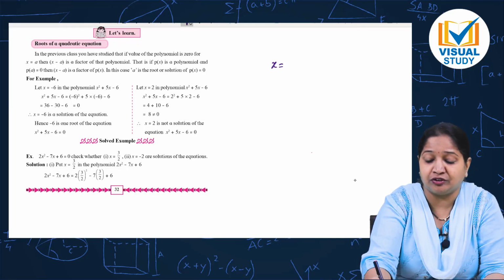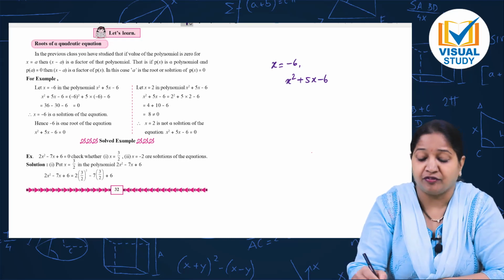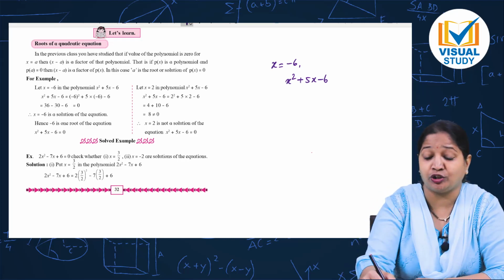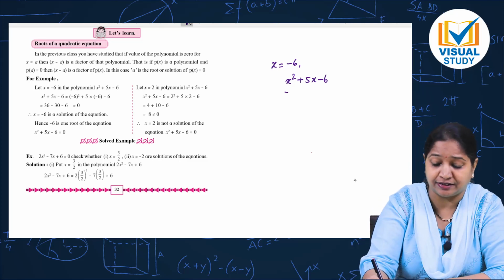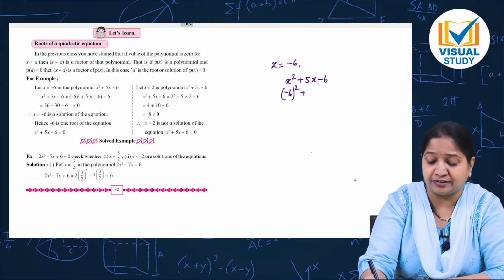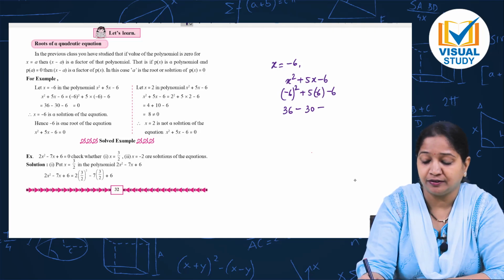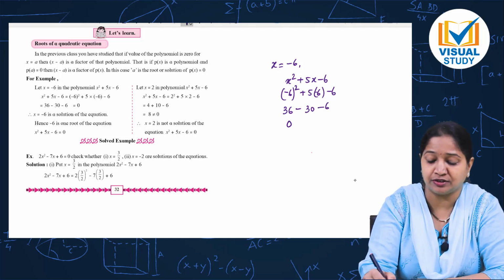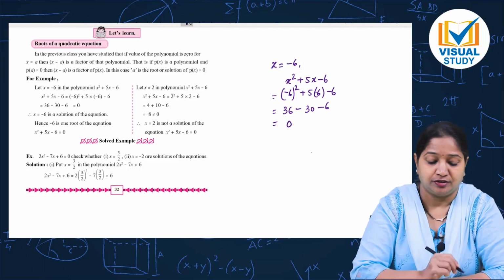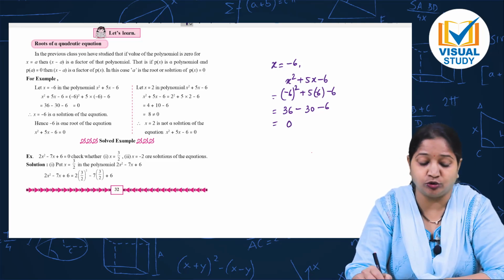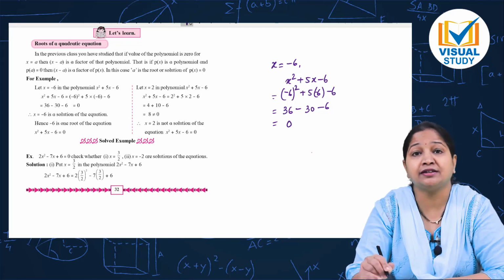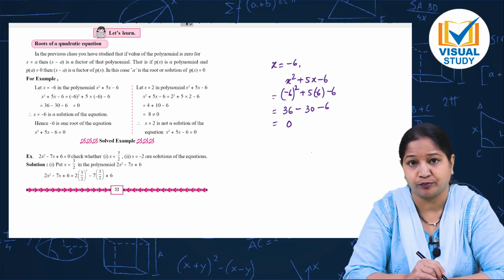Suppose x is equal to minus 6 and your polynomial is x square plus 5x minus 6. What if I have given the value of x, that is minus 6? So put the value of x in x square plus 5x minus 6. This is 36, this will become minus 30 and this will become minus 6. So it comes to 0. So x equal to minus 6 is a solution of the equation. Hence, minus 6 is one of the roots of the equation.